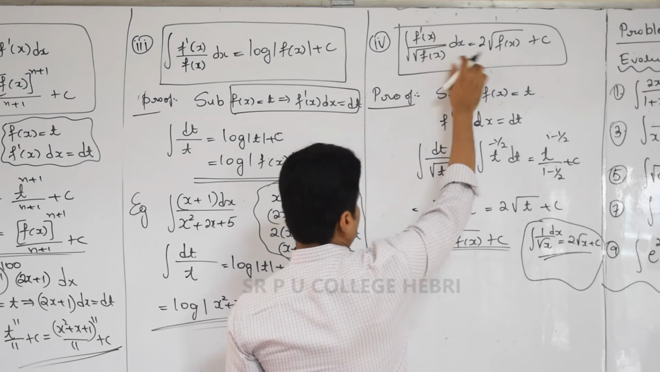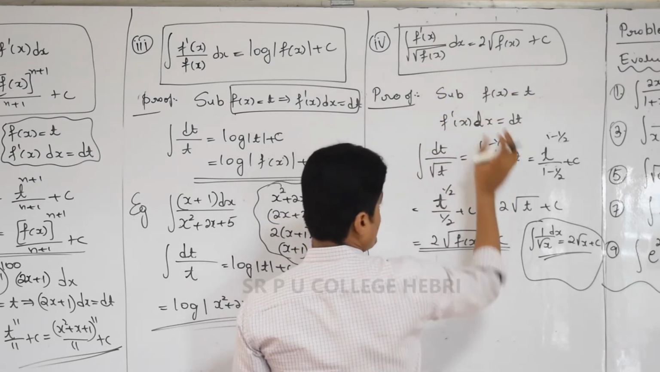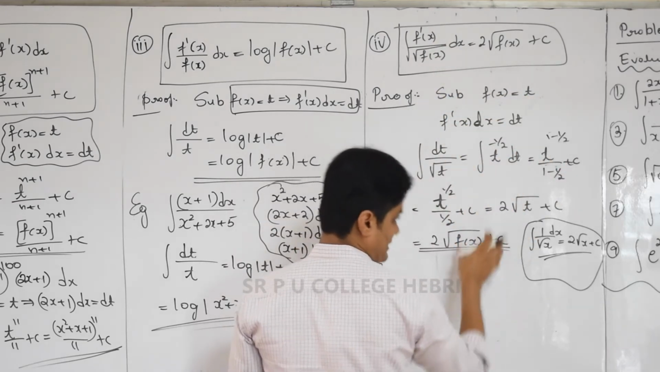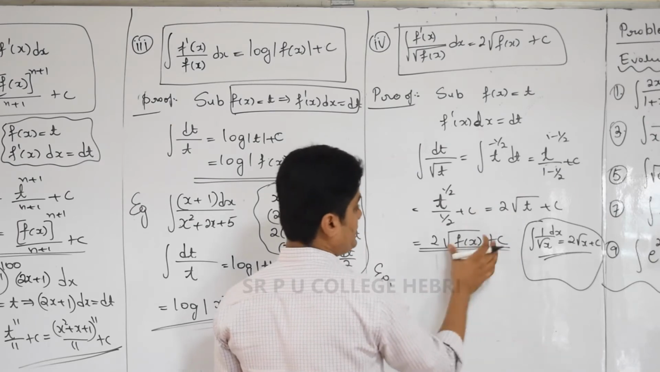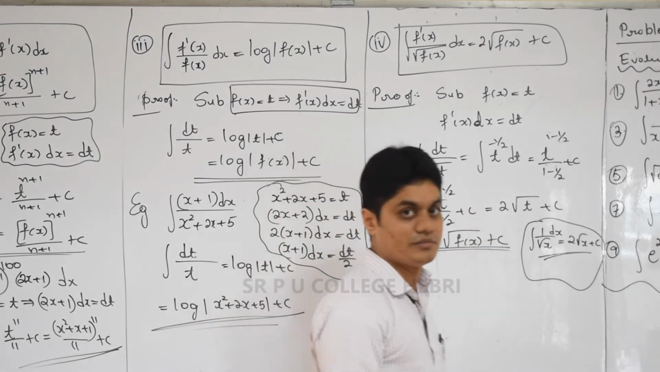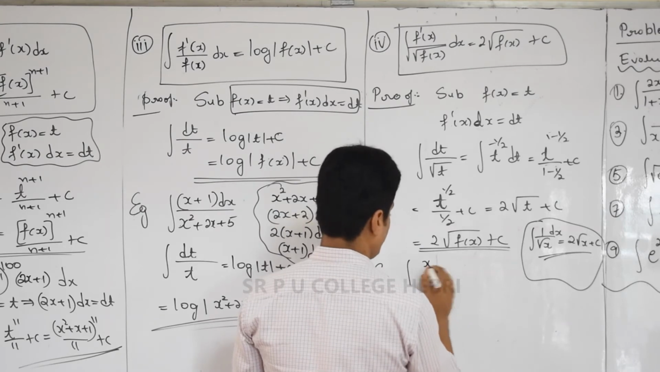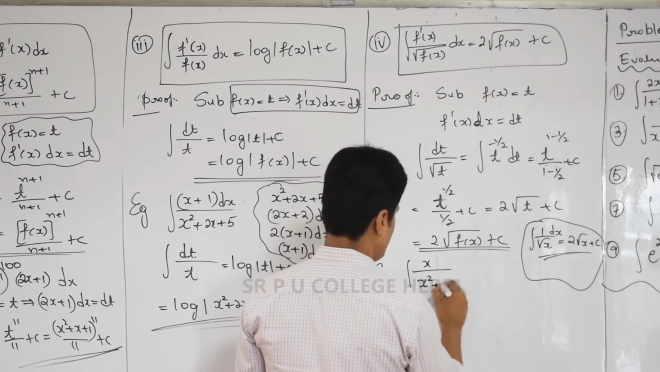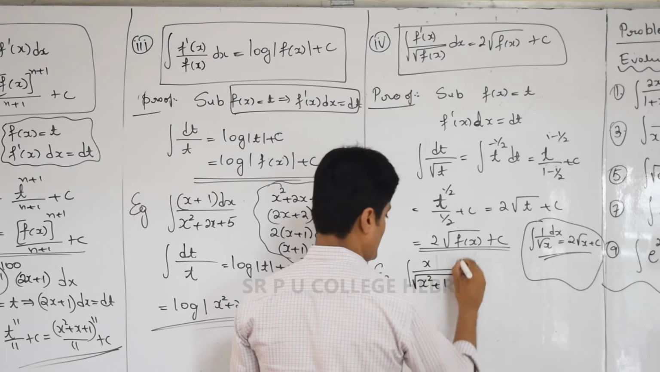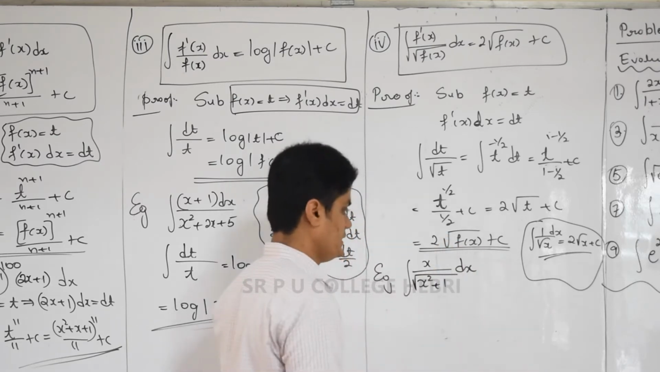Substitute f of x equal to t, which is inside the root. Differentiate, substitute back. This part is simple already, so the final answer should be in terms of x. So replace t in terms of x, and you will get the final answer. Let me take one example here: integration of x by the square root of x square plus 1, dx.